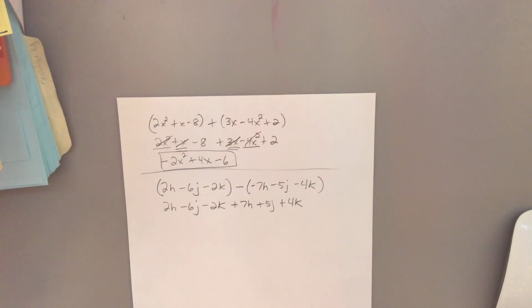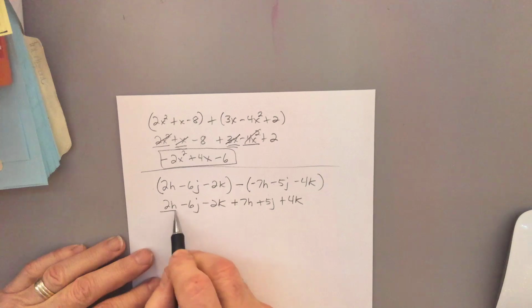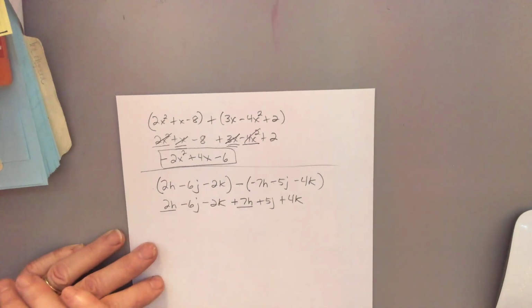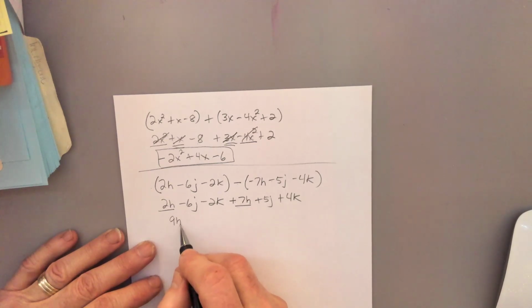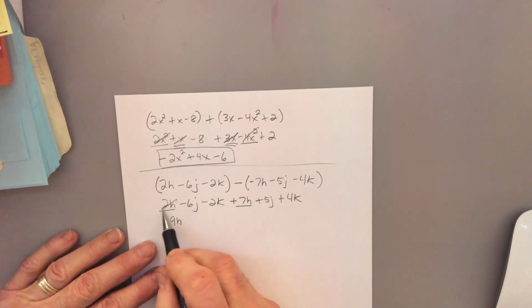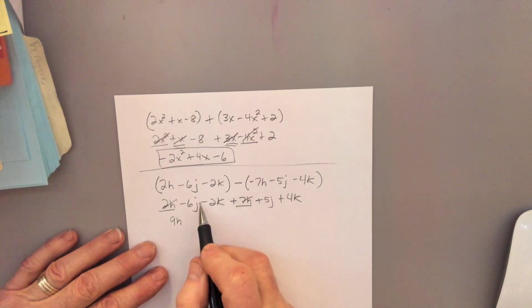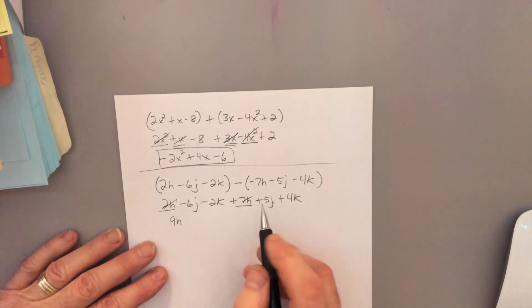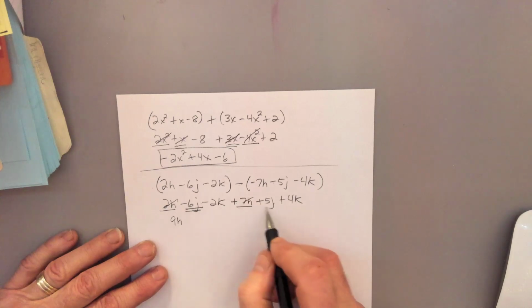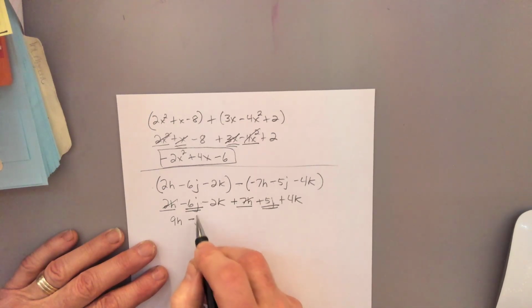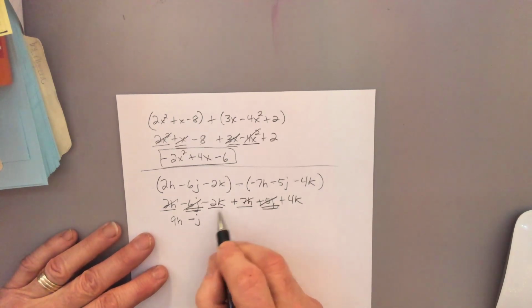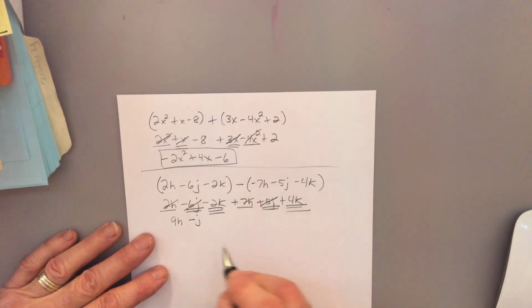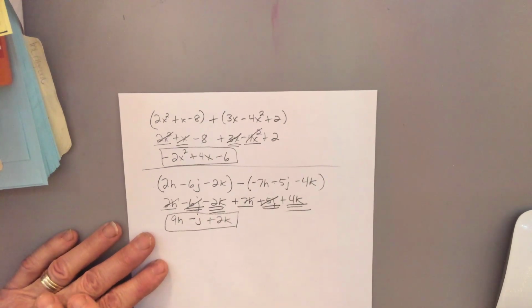Now what we're going to do is combine like terms. I've got 2 h's, and here's another one that's got h's. So I've got 2 of them. I add 7 more. That's 9h. Cross those off. Minus 6j plus 5j. That's a minus 1j. Negative 6 plus 5. And minus 2k plus 4k is a plus 2k. No like terms left. There's your answer.